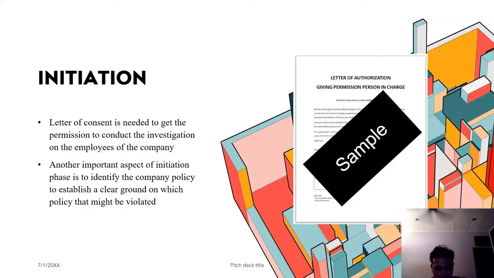In this phase, we have to collect the consent, so we have to be formal. We need to prepare a letter of consent to get permission to conduct the investigation on the employees of the company. Another important aspect of the initiation phase is to identify the company policy so that we can establish a clear ground on which company policy might be violated. Here is an example of the letter of consent that we have.